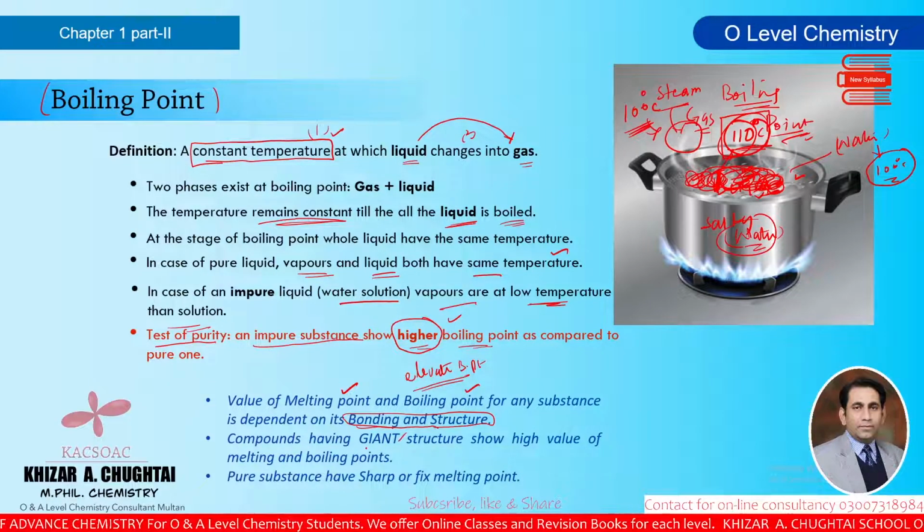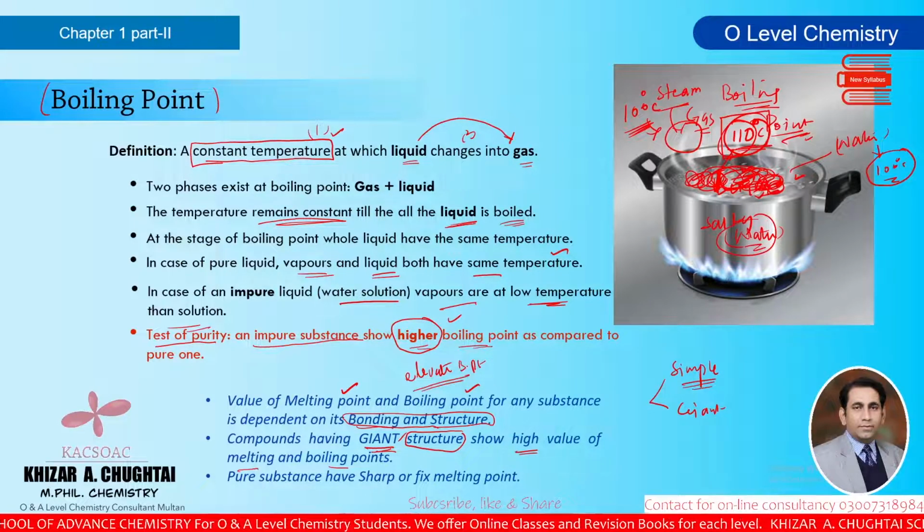Generally speaking, compounds having a giant structure have high values of melting and boiling point. In contrast to the giant structure, the other one is a simple structure. Molecules having a simple structure will usually show low values of melting and boiling point, and the macromolecules having a giant structure will have high values of melting and boiling points. The pure substances will show a sharp or fixed value of melting point, and their boiling point will also be sharp and fixed.